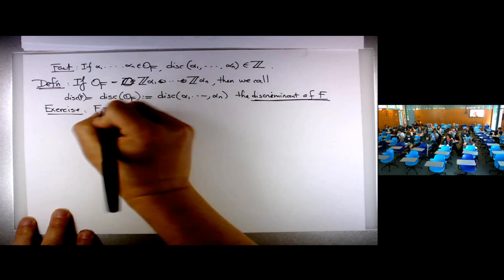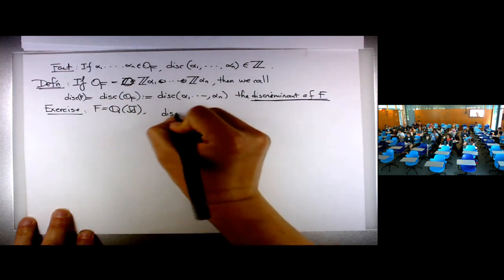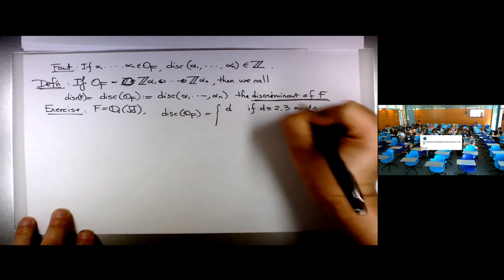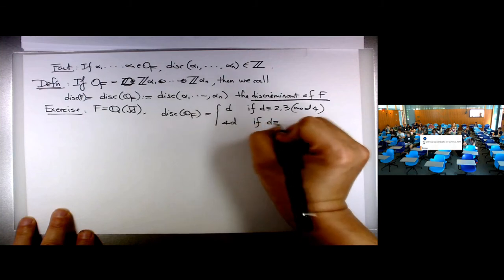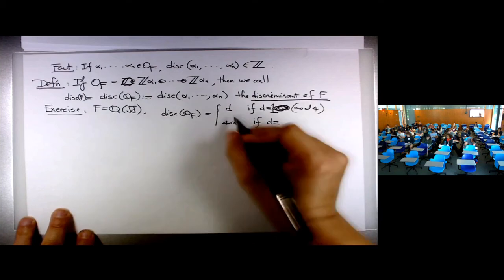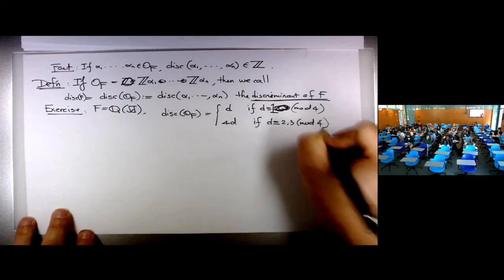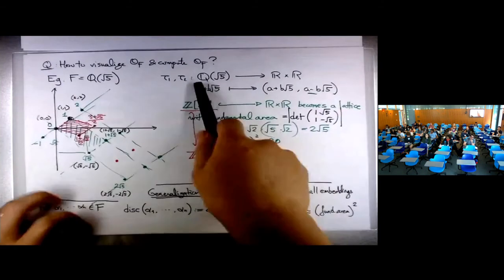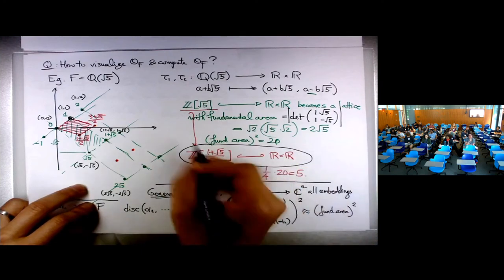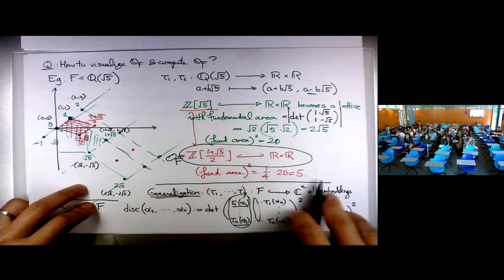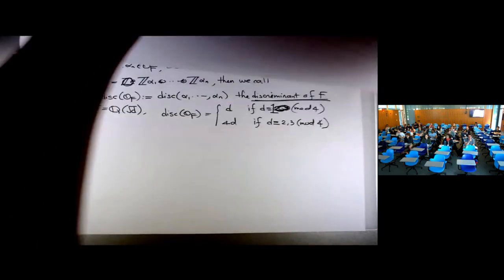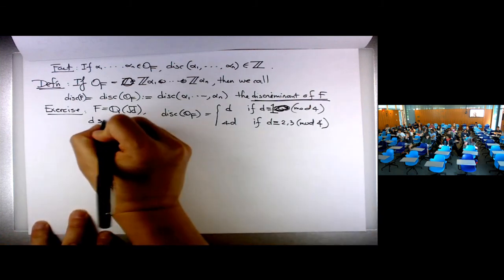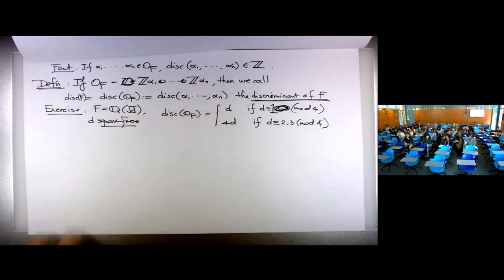If you have F equals Q adjoin root of D, then the discriminant of OF, or of F, is either D if D is congruent to 2 or 3 mod 4, or 4D otherwise, namely if D is congruent to 1 mod 4 it is D. Sorry, otherwise it's 4D. Let me give an example. Here Q adjoin root 5. I compute the lattice. This is really the OF here. Then the square of the fundamental area is 5, which is this 5 here. Oh, sorry, I mean always D square-free. Whenever I write this, I mean D square-free.